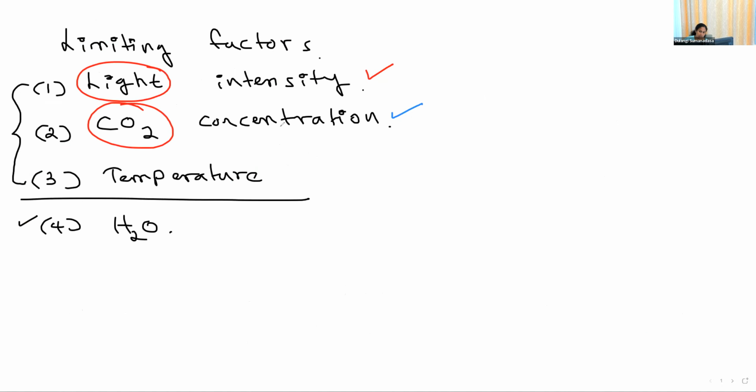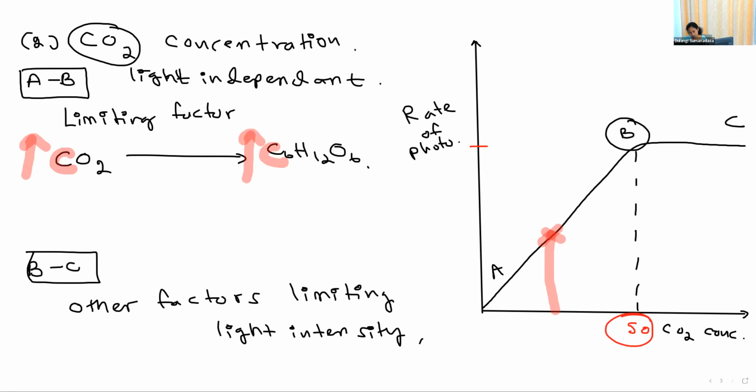So I did the light, I did carbon dioxide. Let's do the temperature. Temperature is exactly the same thing we did for the enzymes, right? So can you plot the graph for the enzymes? The normal enzyme and the rate of the reaction graph.